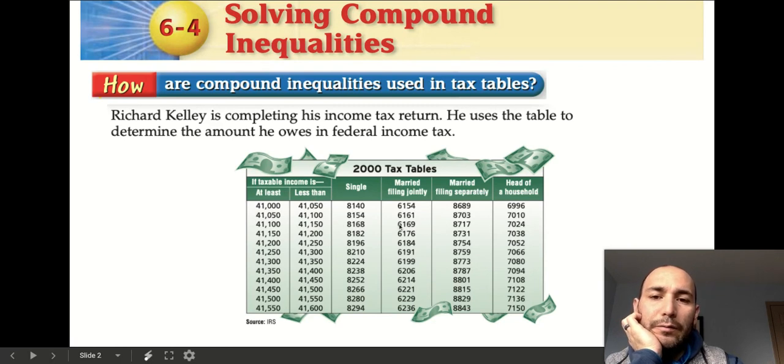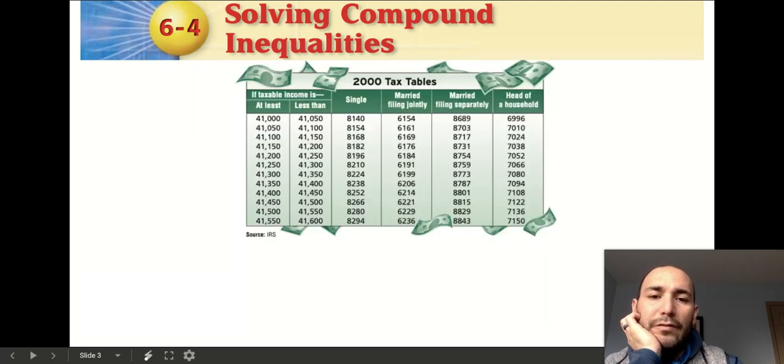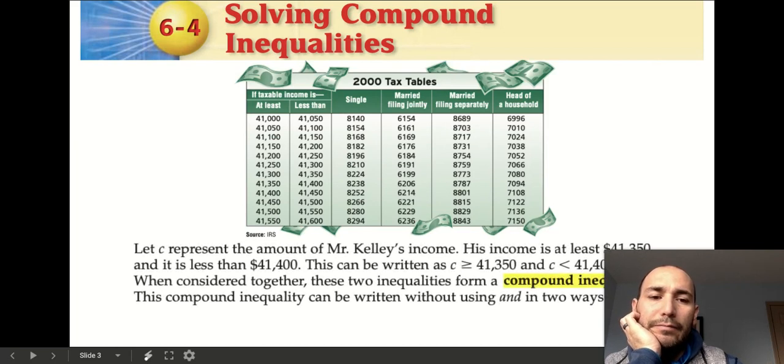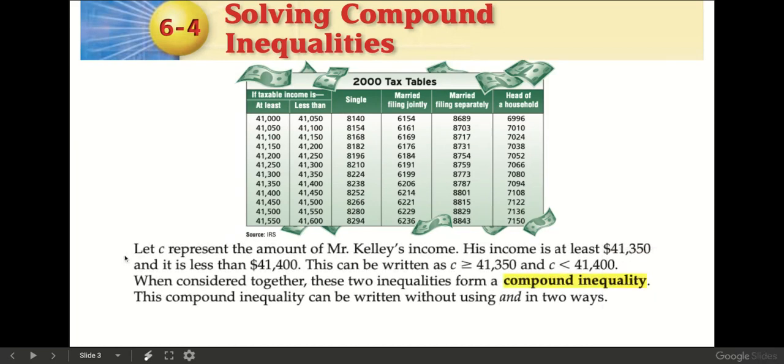specific tax bracket, right? Let C represent the amount of Mr. Kelly's income. His income is at least 41,350, and it is less than 41,400. This can be written as C is greater than or equal to 41,350 and less than 41,400. When considered together, these two inequalities form a compound inequality.